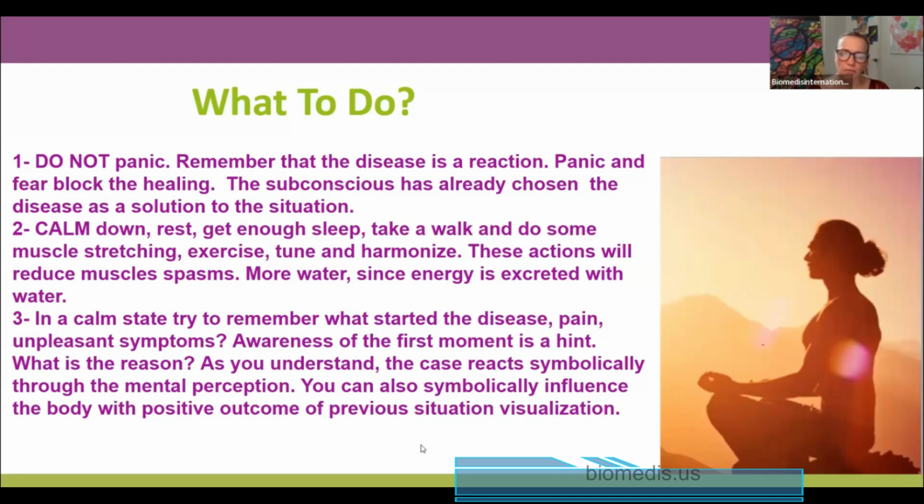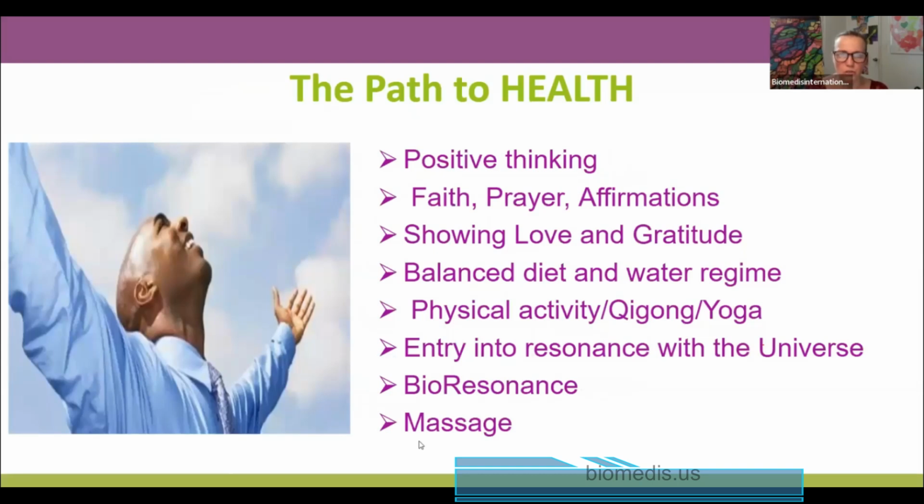You can resolve the conflict. You can also symbolically influence the body with positive outcome visualizations of the previous situation. If you remember what happened to you, just close your eyes and let your brain visualize a different outcome of this. And your subconscious mind doesn't know the difference. It will see it as a real picture, and it will not be as much stress in the situation as it was. You already released the stress and it's already the solution of the situation.